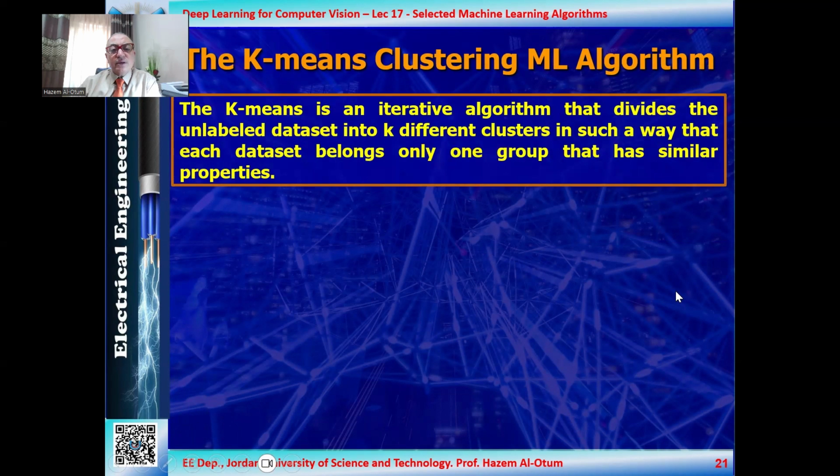Now, the k-means algorithm is an iterative algorithm, so it repeats the process until we reach a specific threshold or value. It divides the unlabeled dataset into k different clusters in such a way that each cluster belongs to only one group that has similar properties. What does that mean? We divide the unlabeled input dataset into groups or clusters. How many groups? We have k different clusters, in such a way that every sample in the dataset will belong to a specific cluster or group that has similar properties.